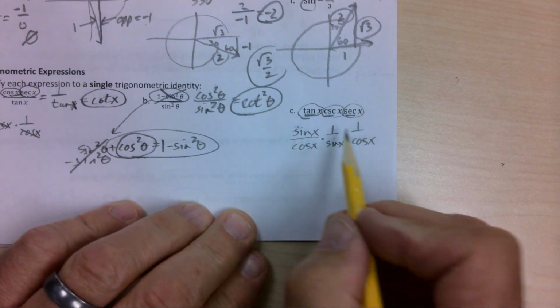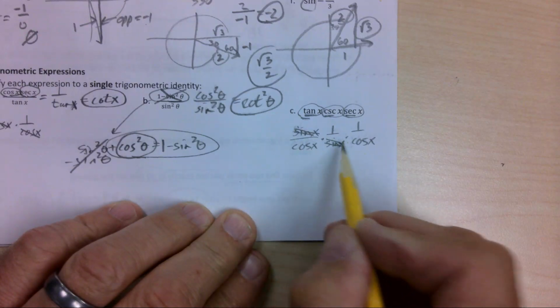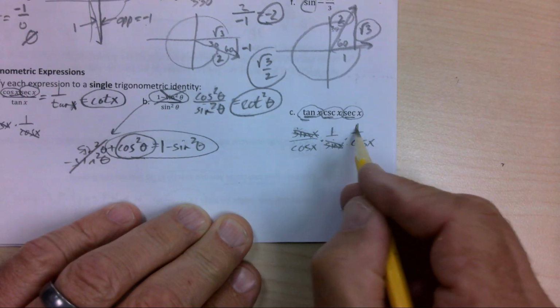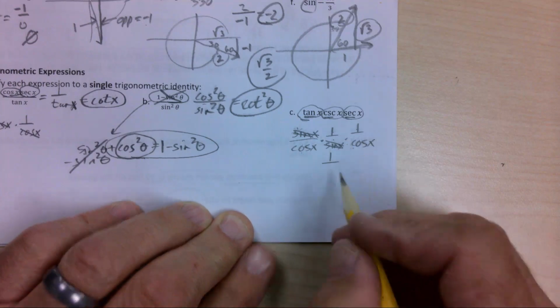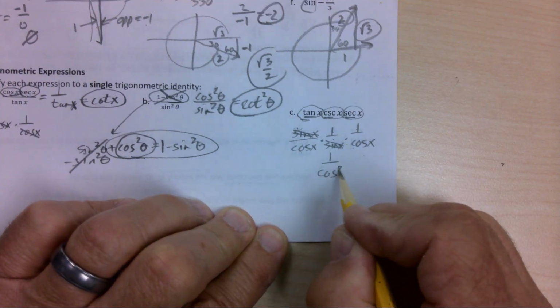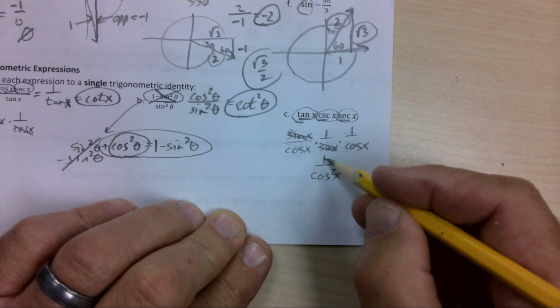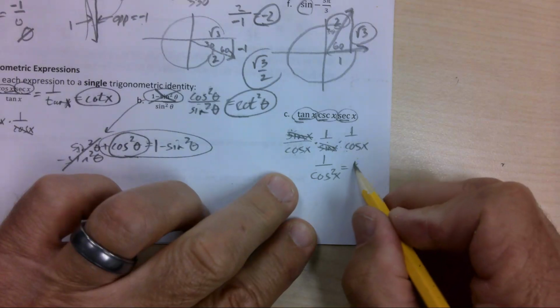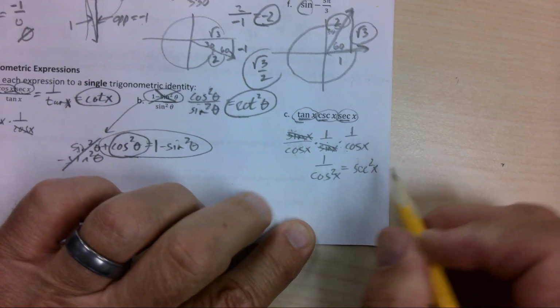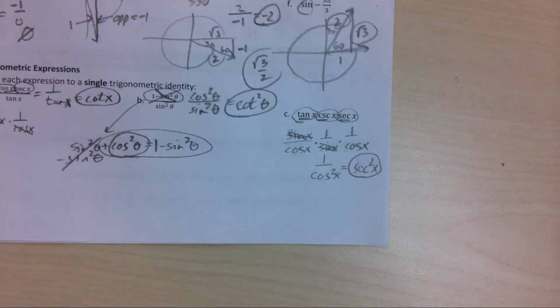So if you think about it, you can cross-reduce these, and then swoosh, 1 times 1 is 1, cosine times cosine is cosine squared. And if we look at that, what's the reciprocal of cosine? Well, that'd be secant, so that'd be secant squared x, and there it is. So those are not too bad.